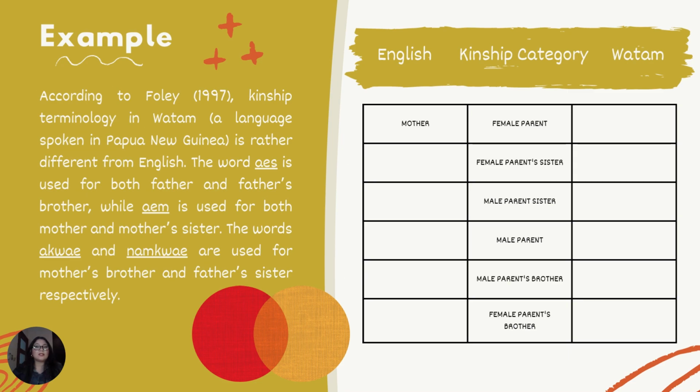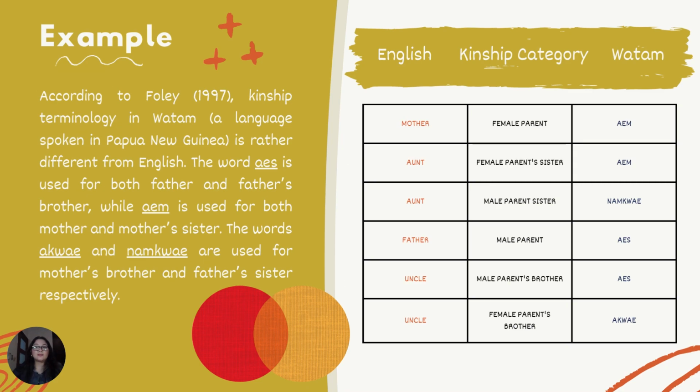Let's complete this comparative chart based on the information that is presented on the slide. According to Foley, kinship terminology in Watam, a language spoken in Papua New Guinea, is rather different from English. The word I is used for both father and father's brother, while am is used for both mother and mother's sister. The words akwai and nampai are used for mother's brother and father's sister, respectively. So let's go ahead and see how this chart will look.